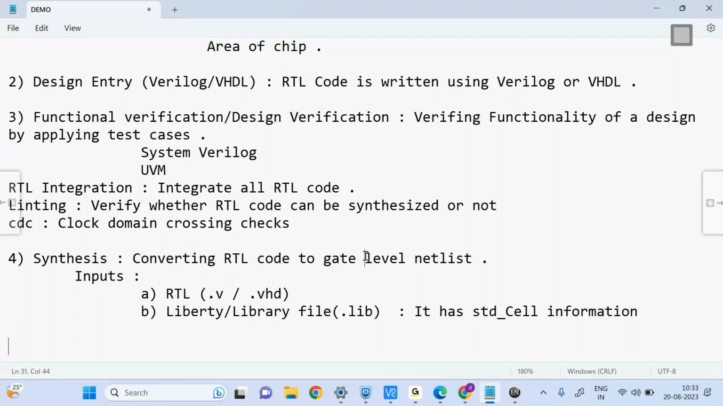So next, after the Liberty or library file, one more input is required. What is that? Constraints. Yes, constraints. The SDC file. SDC stands for Synopsys Design Constraints file.